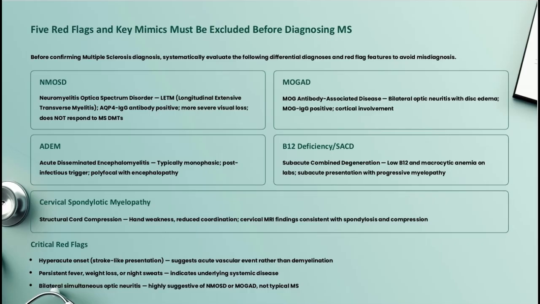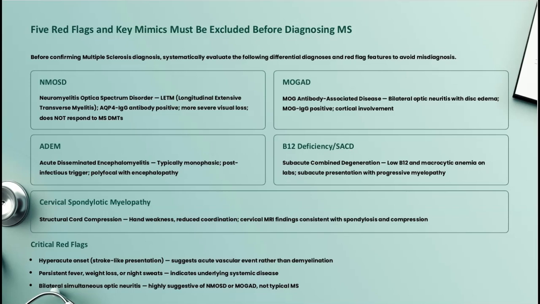Before diagnosing MS, always consider mimics. Misdiagnosis can lead to inappropriate immunotherapy and significant harm. A major inflammatory mimic is neuromyelitis optica spectrum disorder, or NMOSD. Think of this when there is severe optic neuritis, longitudinally extensive transverse myelitis, or aquaporin 4 antibody positivity. MS therapies may actually worsen NMOSD.